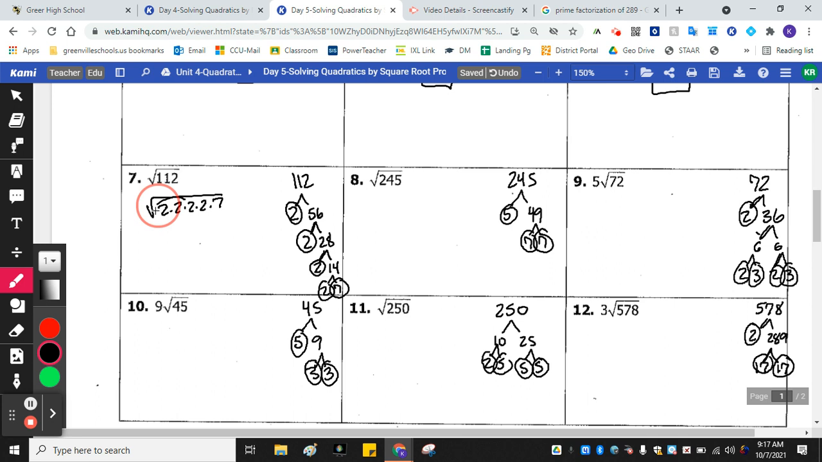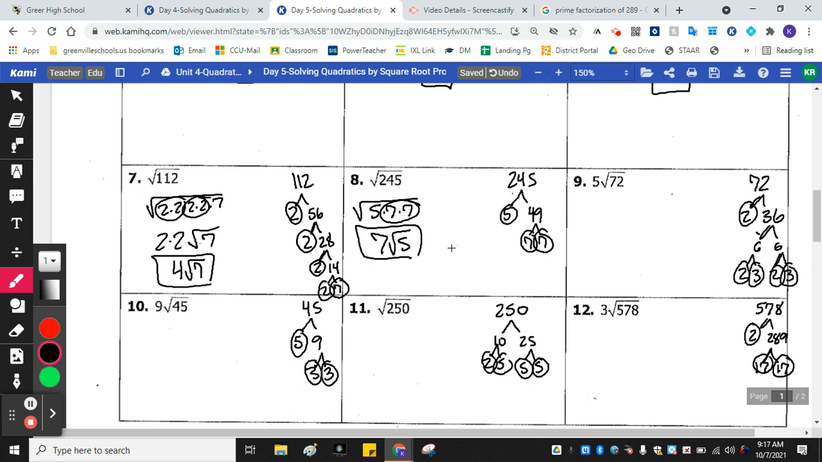4 2s and a 7. So 2 2s come on the outside. The 7 cannot group, so it stays on the inside. So you have 4 square root 7. 224, 5 times 7 times 7. So 7 square root 5. 5 square root, 3 2s, 2, 3, 2 3s, 2 and a 3 come out. So 5 times 2 times 3 square root 2. 6 times 5 is 30 square root 2.